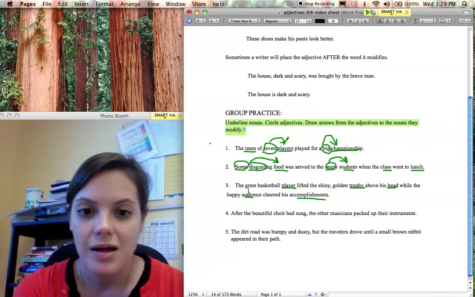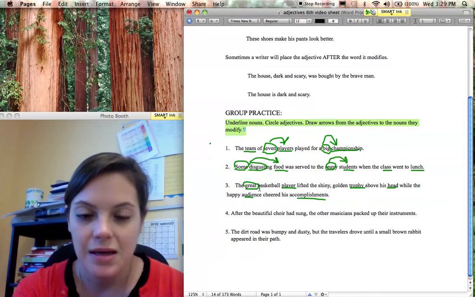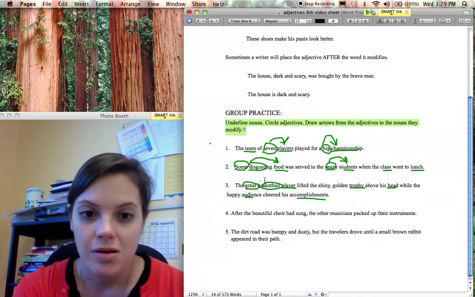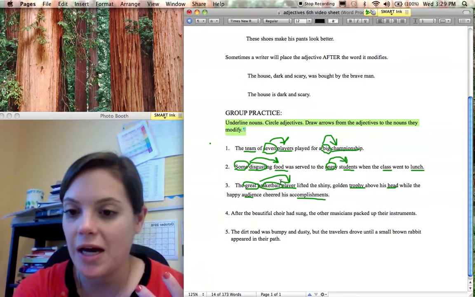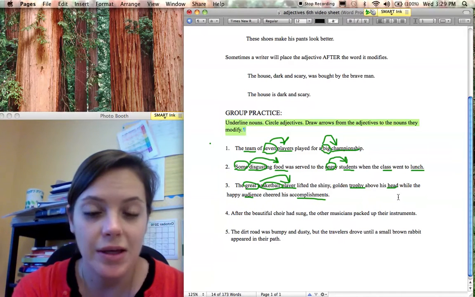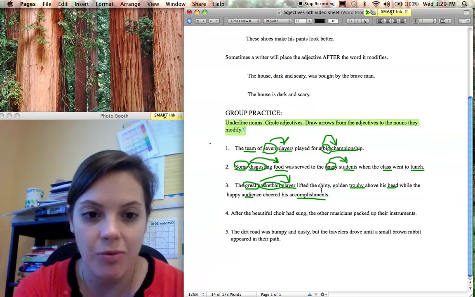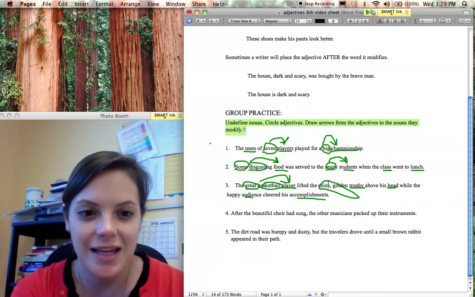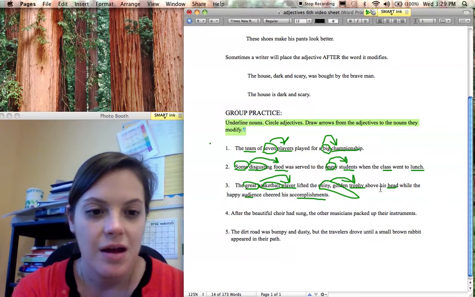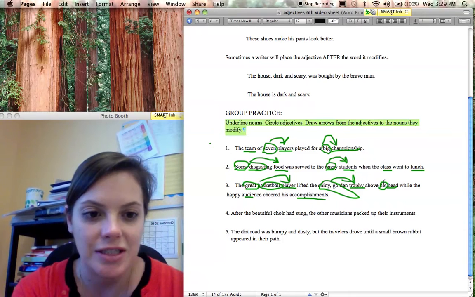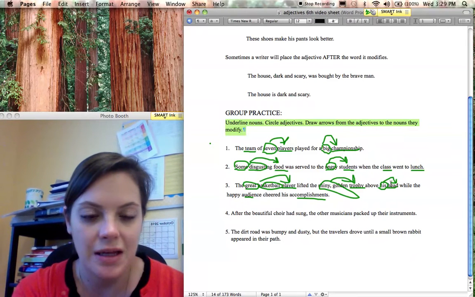So looking at player, I see a couple. Great and basketball are both describing the player, telling me what kind of player he is. So looking at trophy, I see also a couple adjectives. Shiny and golden, also telling me what kind of trophy it is. All right, head, I see a pronoun acting like an adjective, telling me whose head it is.